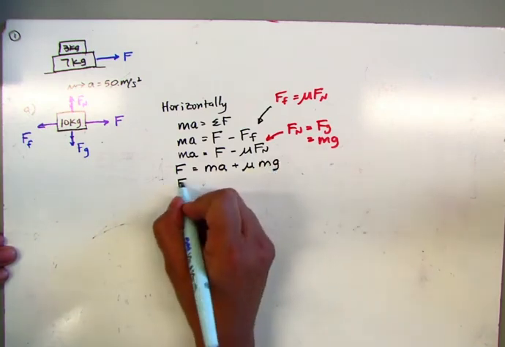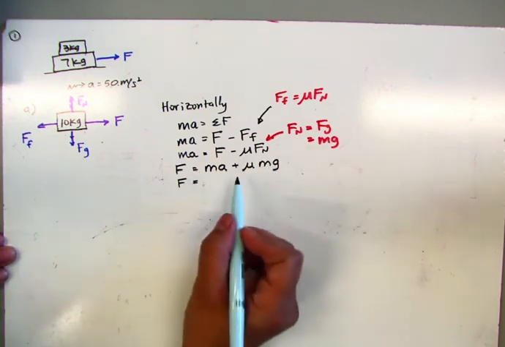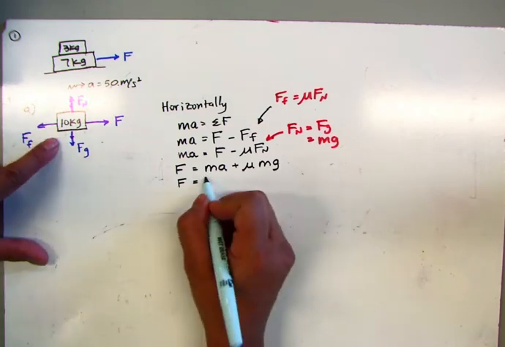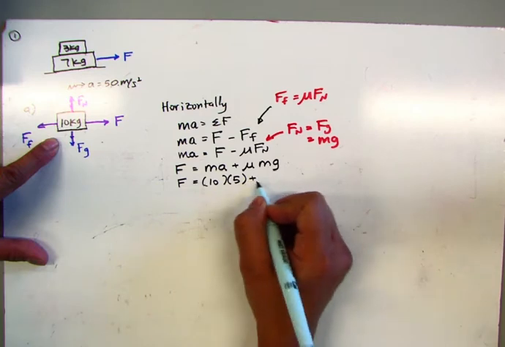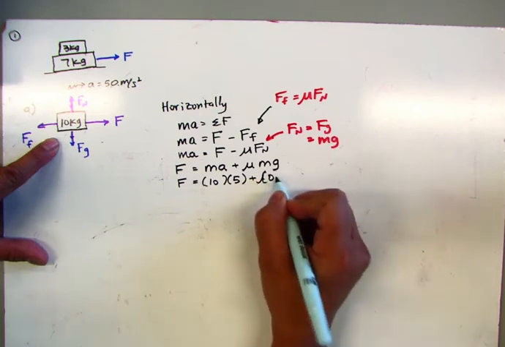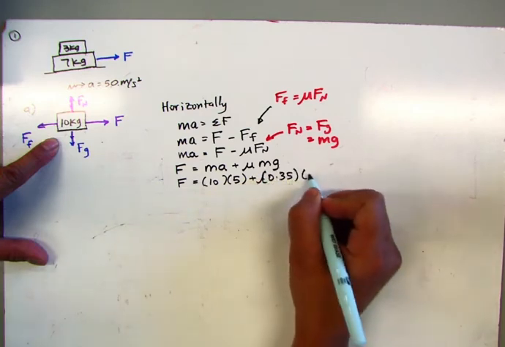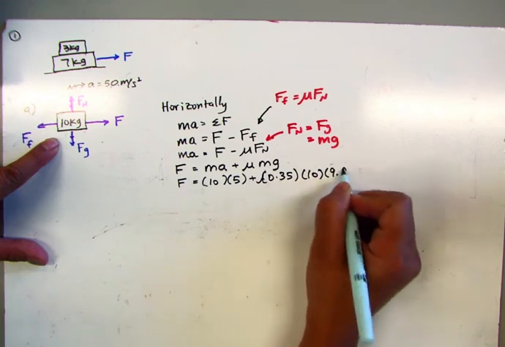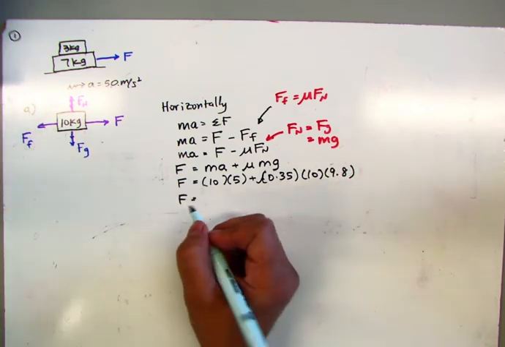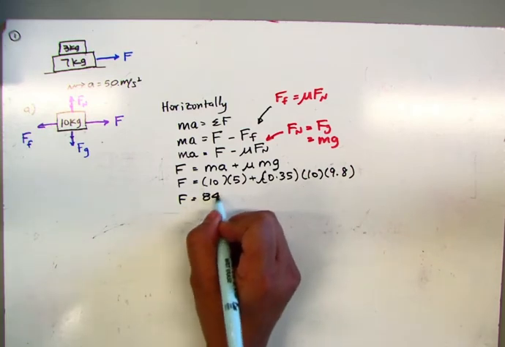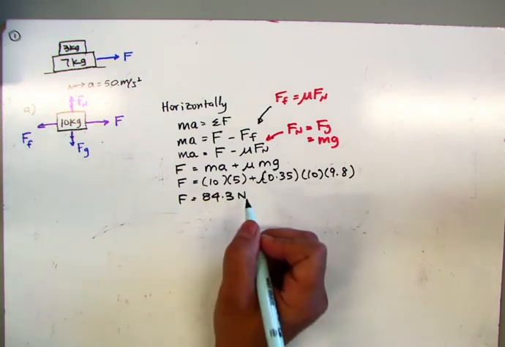So let's plug everything in. Now remember, we're analyzing this free body diagram, so my mass is 10. My acceleration is 5, plus my mu is 0.35, times 10, times 9.8. And if you put all that together, you get an answer of 84.3 newtons.